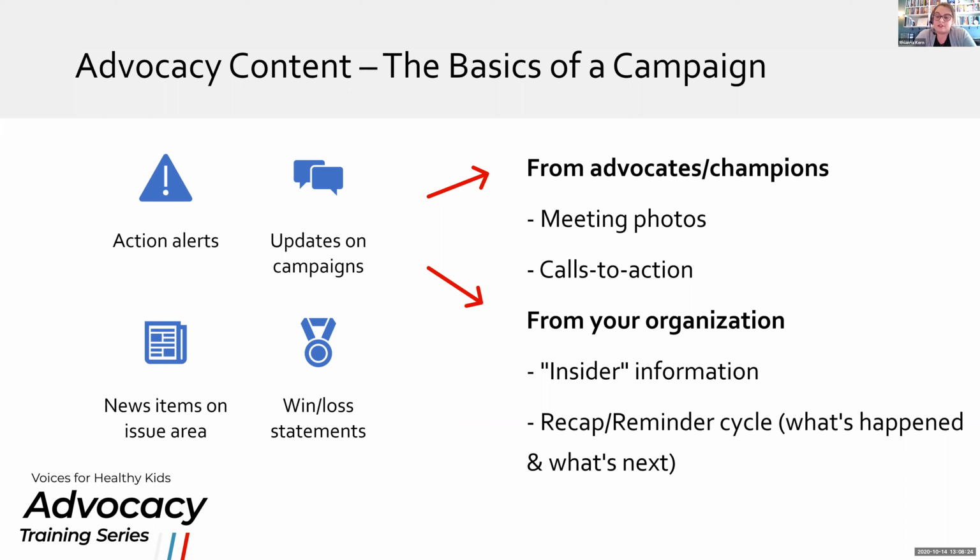And these types of messages that we just talked about are really the basics of what your key messages for a campaign are going to fall into. So what you'll need to do is be able to squeeze these types of content buckets, so the action alert, the campaign update, the news item, and the win-loss at the end, amongst all of the other things that you may be talking about as an organization. So that's events, fundraising, research, all of the above.